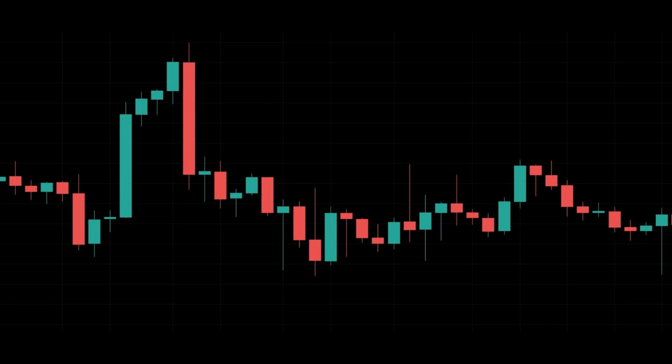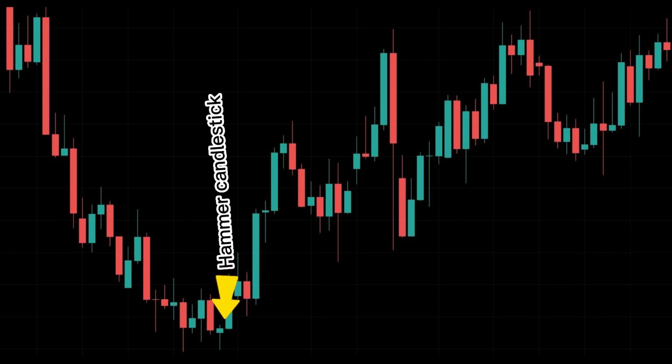price. Another example is the hammer candlestick, which is a type of bullish candlestick with a small body and a long lower wick. This candlestick often indicates that the bears pushed the price down at the open, but the bulls took over and pushed the price up, suggesting a potential reversal or continuation of the bullish trend.